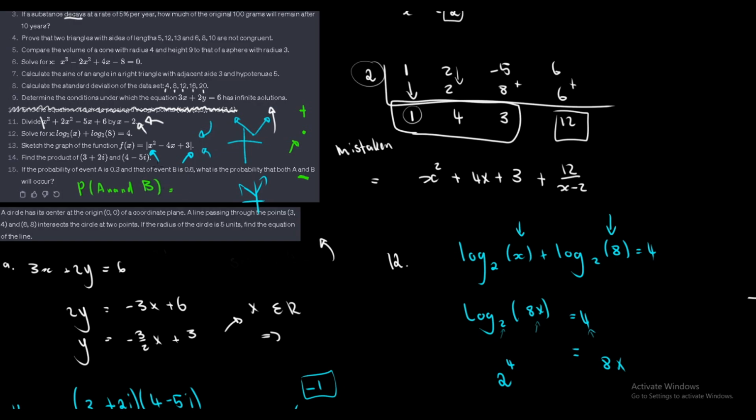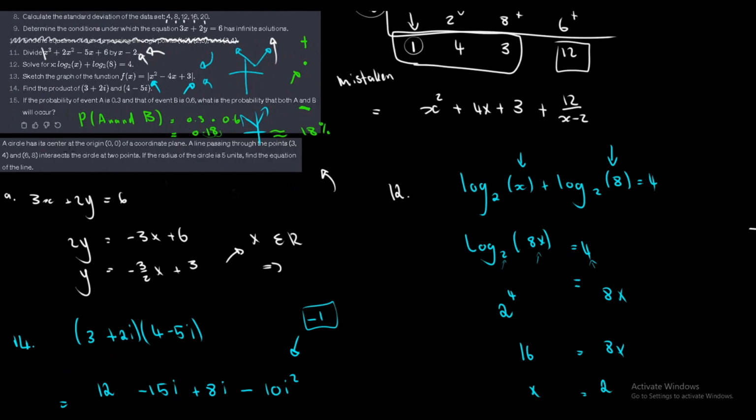So therefore, we can say A and B is multiplication. So it's going to be 0.3 times 0.6, which is therefore 0.18. Okay, so we have a 0.18 probability, or we can rewrite this in percentage, saying 18%. Multiplying by 100, move the decimal 2 places to the right.